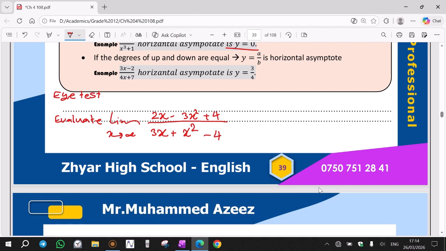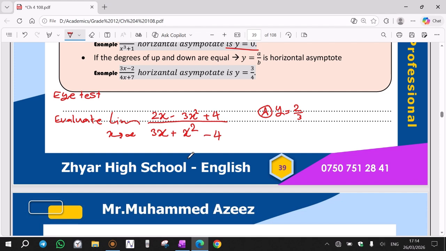By the way, let's clarify something. Whenever you see limit as x tends to infinity, or whenever you see a question asking about horizontal asymptote, these are the exact same thing. Let's give it options. A, y equal to 2 over 3. This is the result. Is it? You might say the powers of top and bottom are the same, then 2 over 3.